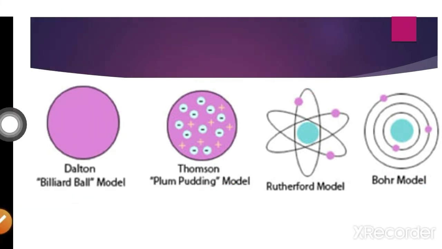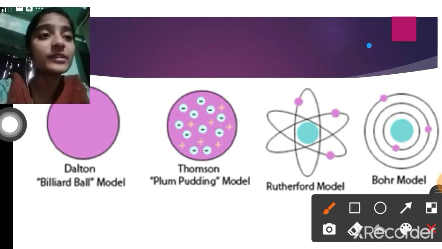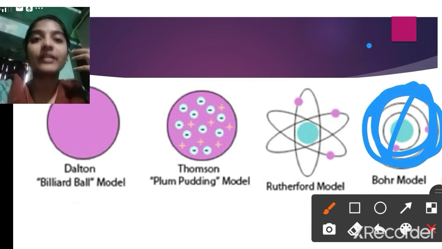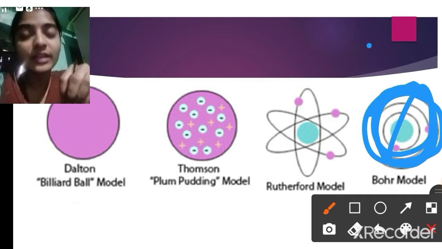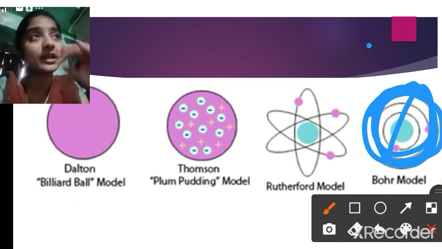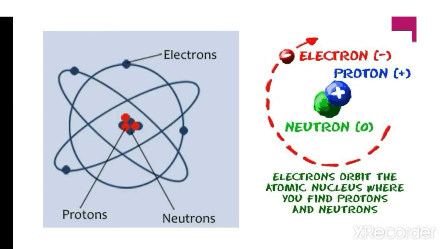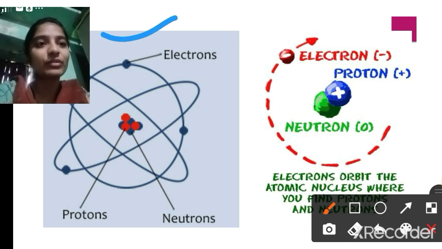Now, as Bohr said, electrons keep on revolving around the nucleus very rapidly. Electrons can neither gain energy nor lose energy. They keep on rotating. If the electrons are nearer to the nucleus, they have less energy. If the electron is in the excited state, then it has the maximum energy level.